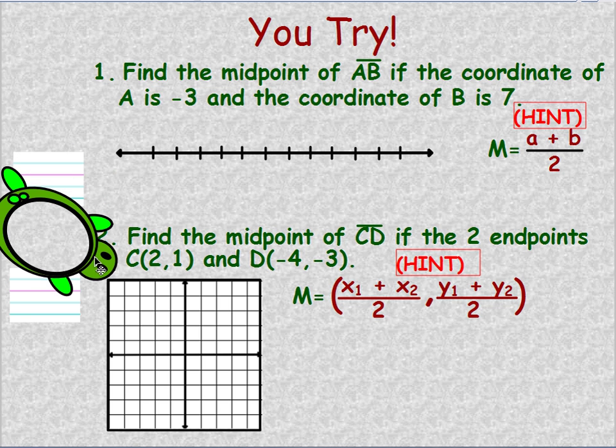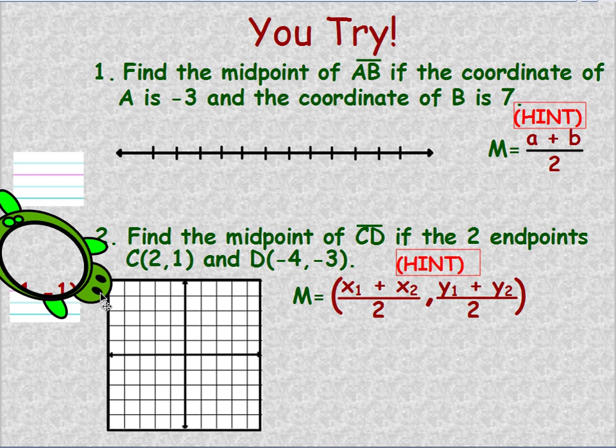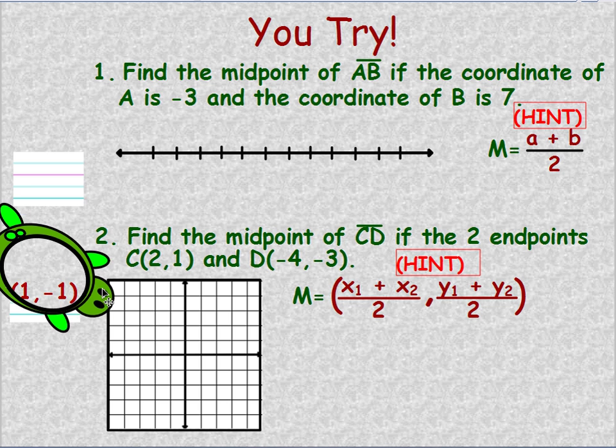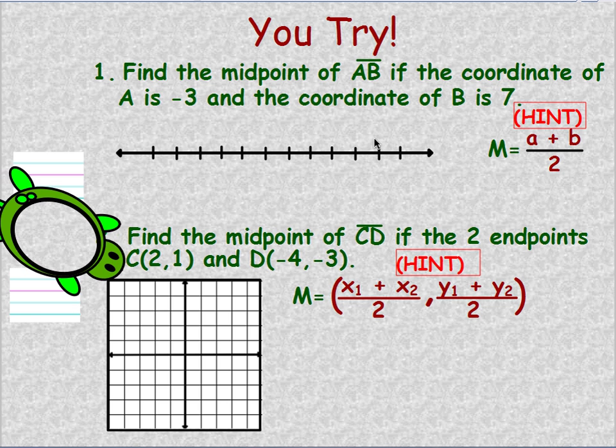Now do the same thing. Pause the video for just a second and find the midpoint between the two endpoints 2, 1 and -4, -3. Did you get 1, -1? If so, pat yourself on the back. If not, go back and watch that second example again and see if we can't figure this out.